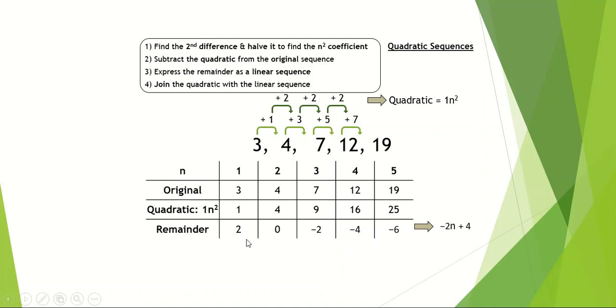And the first difference here is negative 2. So negative 2 times 1 is negative 2. To get 2, you have to add 4 because negative 2 plus 4 is 2. And do the same with the other terms, and it will be verified that this remainder will have a linear sequence formula of negative 2n plus 4. Then join the quadratic and the linear. A sub n is equal to n squared minus 2n plus 4.